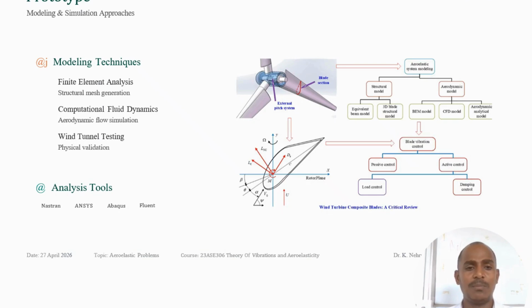Now coming to the prototype model. Once the ideas are selected, engineers create models and simulations. They use popular tools like finite element analysis for structural behavior, CFD analysis for flow simulation, and finally wind tunnel testing for experimental validation. Industry software includes ANSYS, Nastran, Abaqus, and Fluent. These tools help engineers reduce risk before the actual manufacturing.